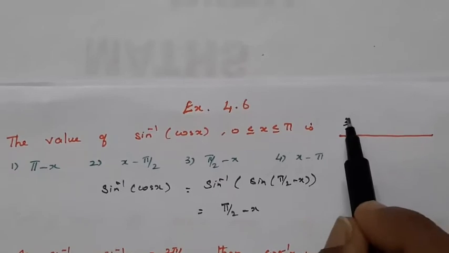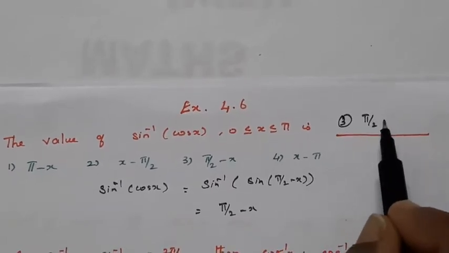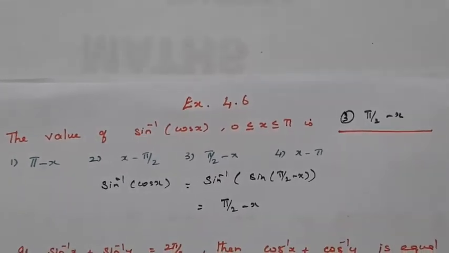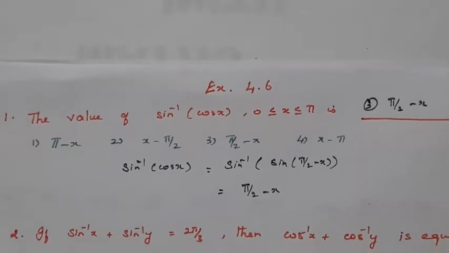So, what is the option? Option number 3 is the correct answer, that is pi by 2 minus x. So, you can even write down the answer directly from the remark, right?